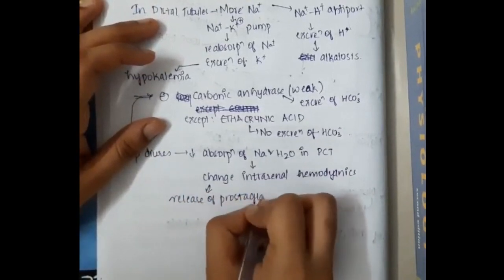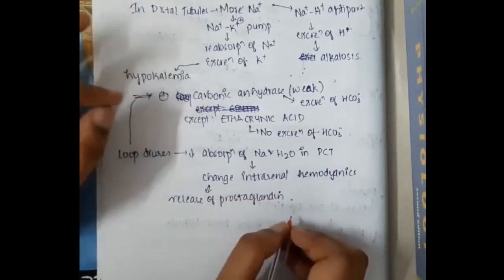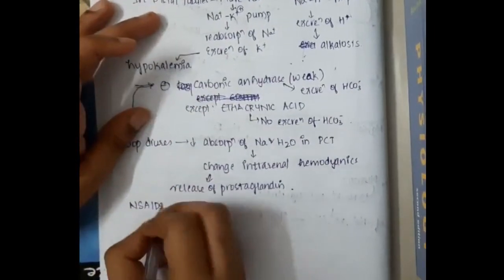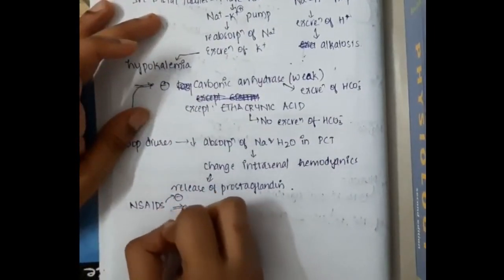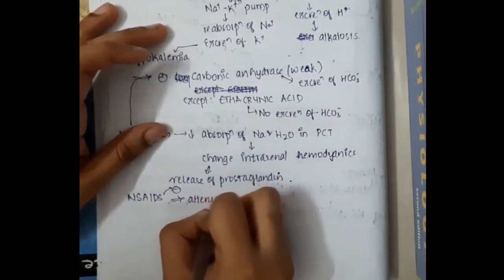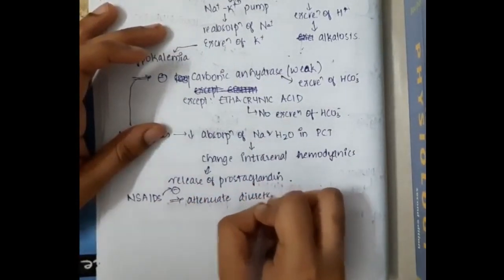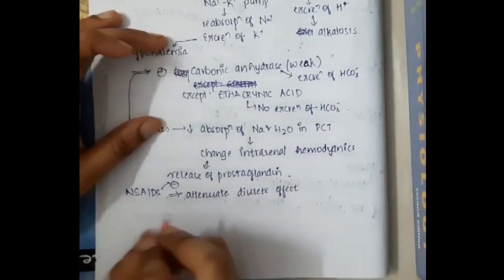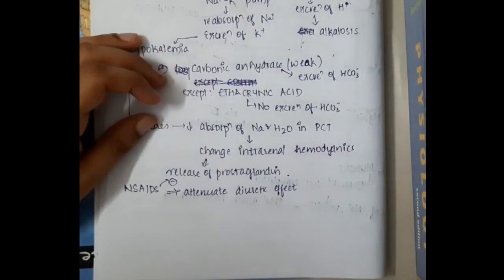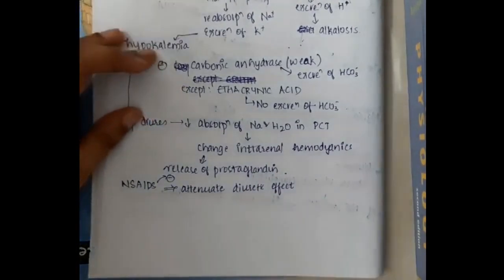They will change the intrarenal hemodynamics and thus cause the release of prostaglandins. The drug NSAIDs will inhibit the release of prostaglandins, and these NSAIDs will attenuate or decrease the diuretic effects, right? So these are some important points. Now let us learn about the drugs which are present in loop diuretics.